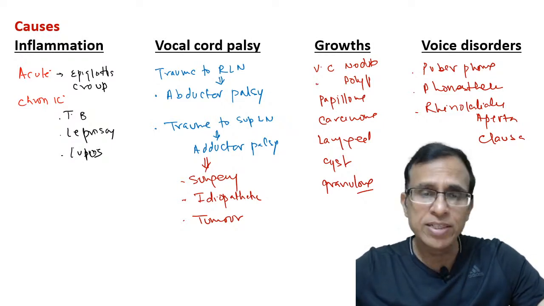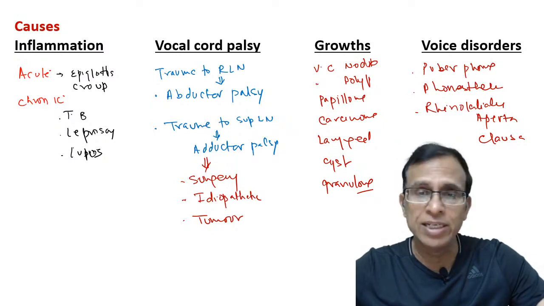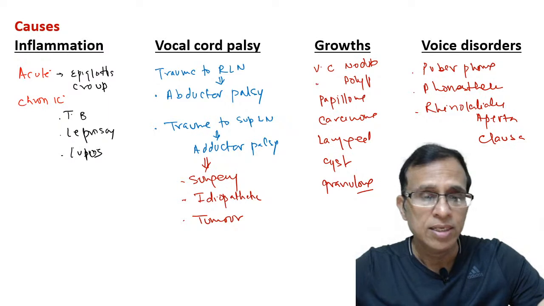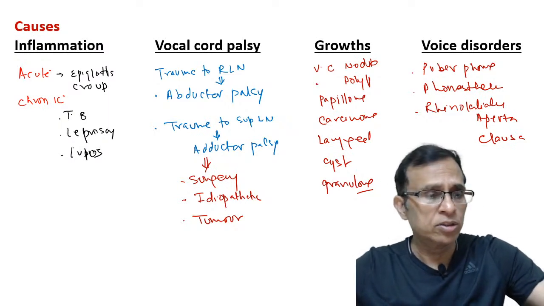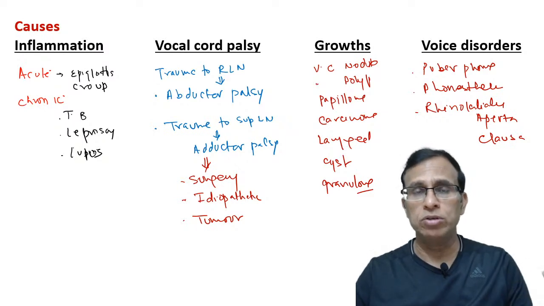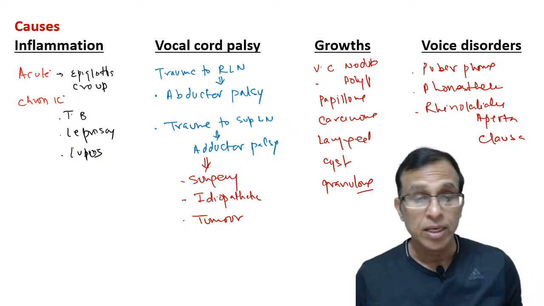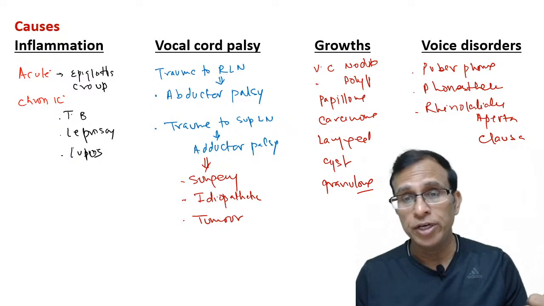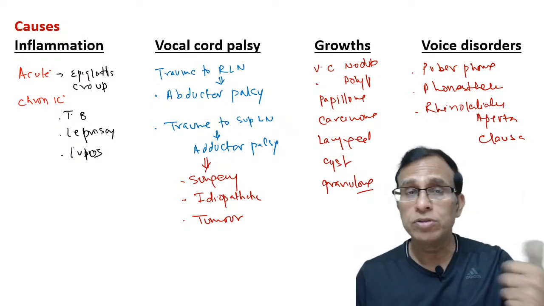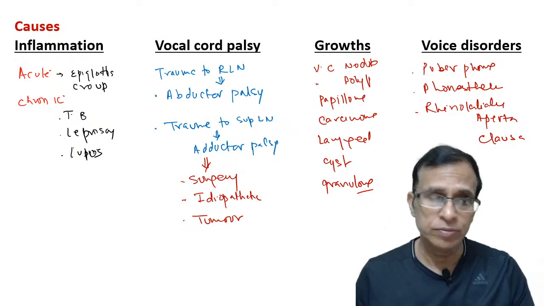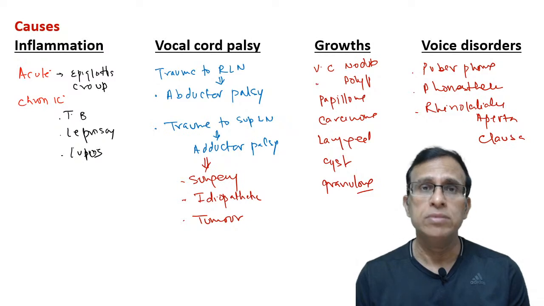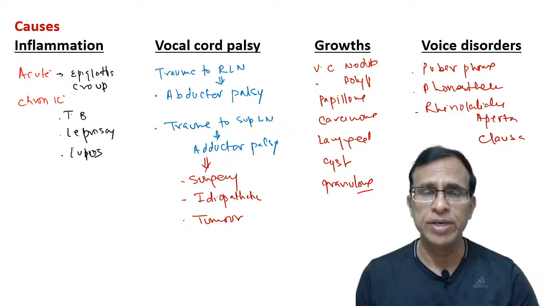So when the patient comes and tells you, my voice is not clear, I'm not able to speak very nicely, I have hoarseness of voice, then this chart should flash in your mind, because it tells you all the important or common causes of hoarseness. Based on this, you have to ask questions and take a proper history. Based on this, you have to do a proper examination. And based on this, you also have to arrive at a conclusion, a diagnosis, and be able to treat that patient.